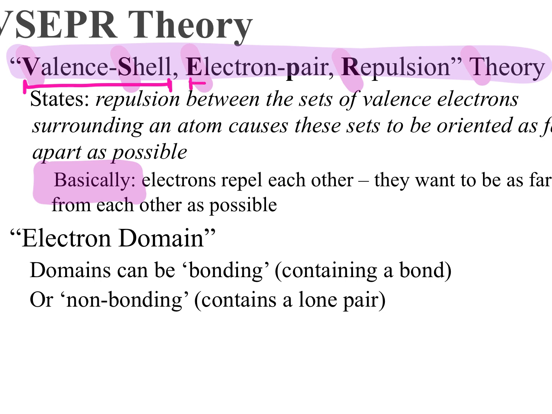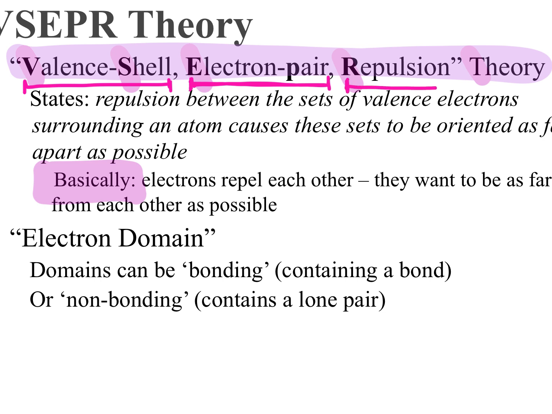Valence shell, electron pair. What's that mean? How many electrons? 2. An electron pair. That pair can either be the bond between 2 atoms, or it can be the lone pair. Both of those contain 2 electrons, don't they? A bond contains 2 electrons, and a lone pair contains 2 electrons. So valence shell, electron pair. That means we're looking at the outermost electrons that are either contained in a bond or in a lone pair. Are we on the same page so far?